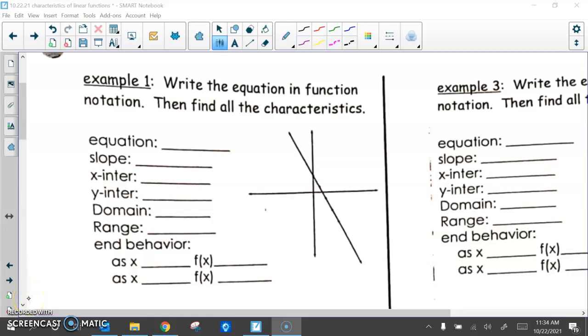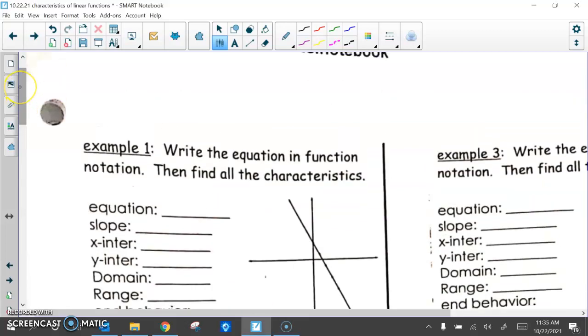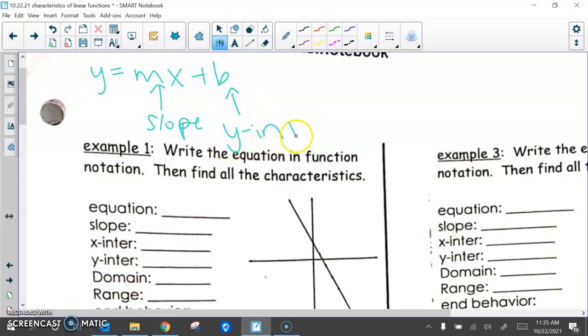Okay, so this final section says write the equation and then find all the characteristics. So remember, when we write the equation, it's going to be y equals mx plus b. So we need the slope and we need the y-intercept.